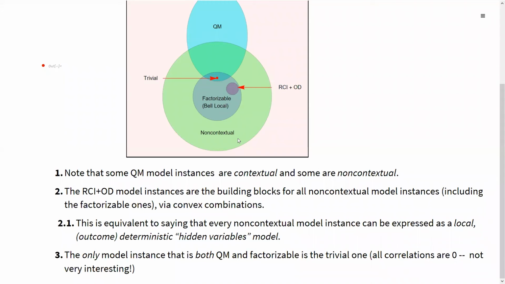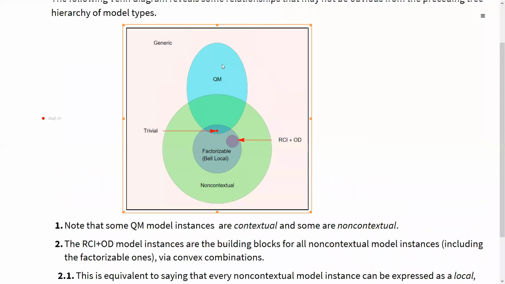QM and non-contextuality have a non-empty intersection. There are model instances that are the same. They're both QM and non-contextual. There are QM model instances that are not non-contextual. All the factorizable model instances, the RCI plus OD model instances, are non-contextual. The only model instance that's QM and also factorizable is a trivial one. That's the only one. Okay.